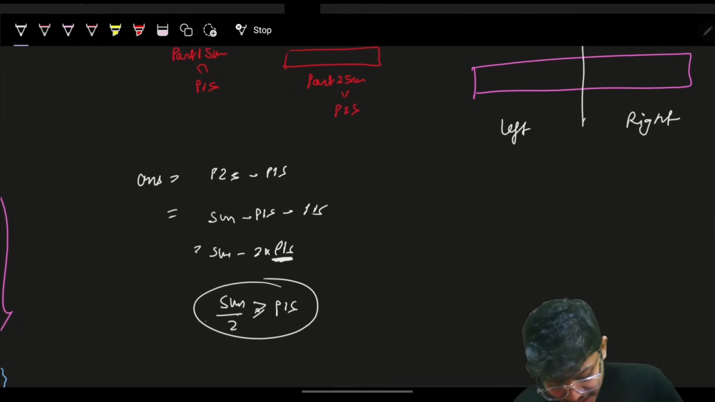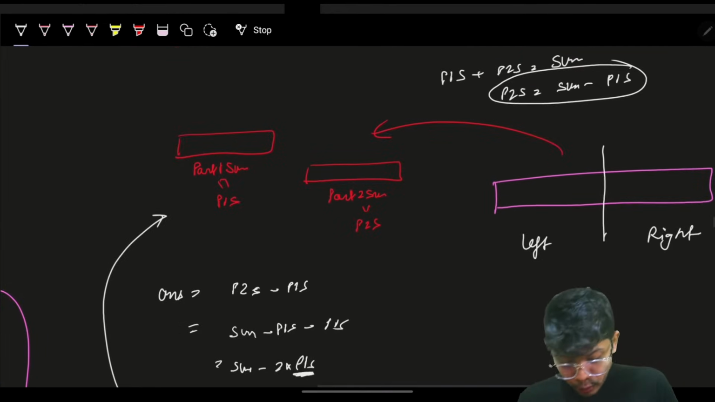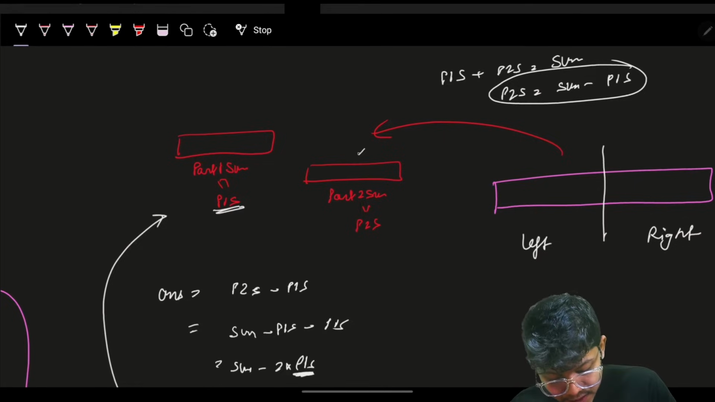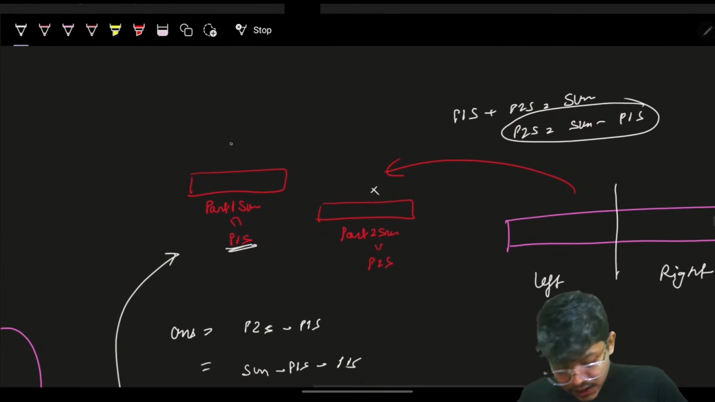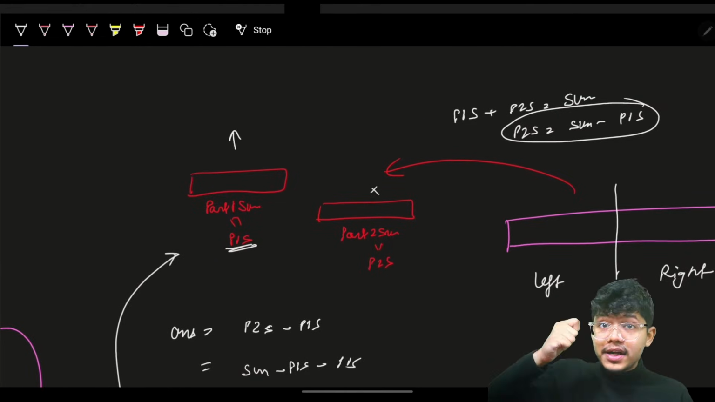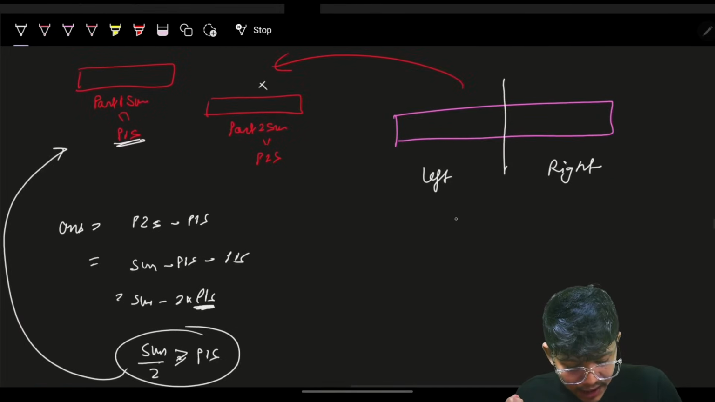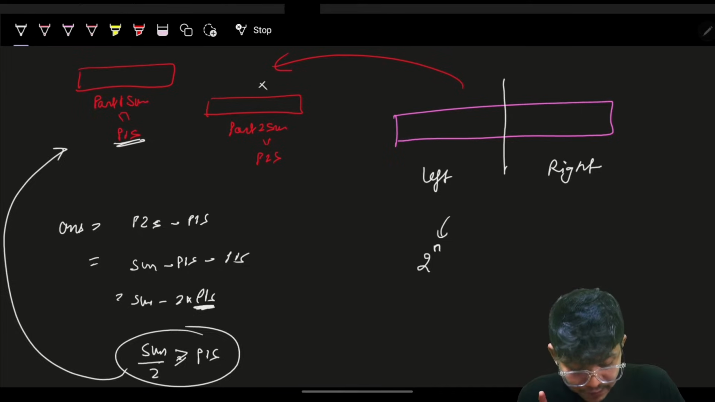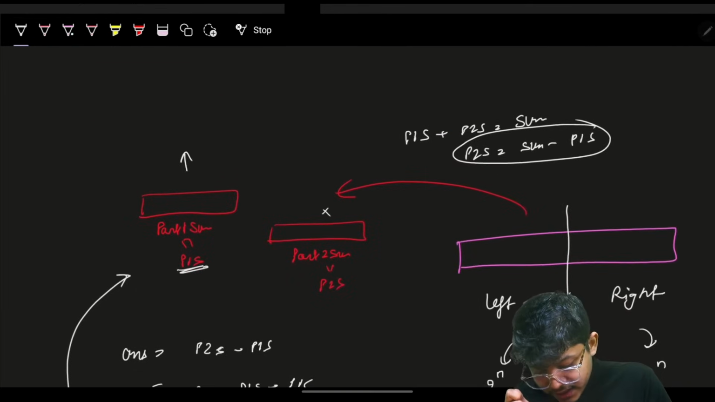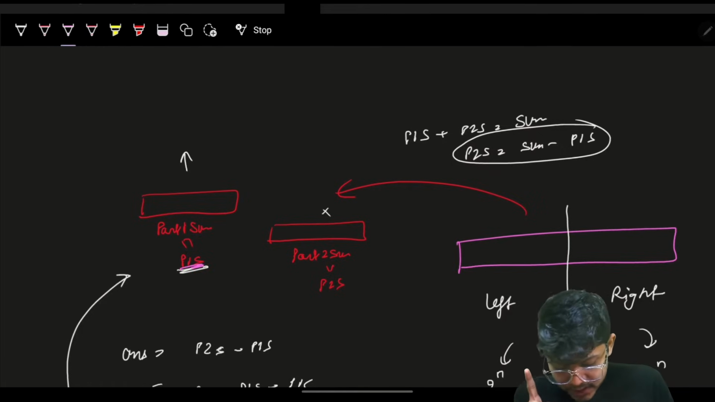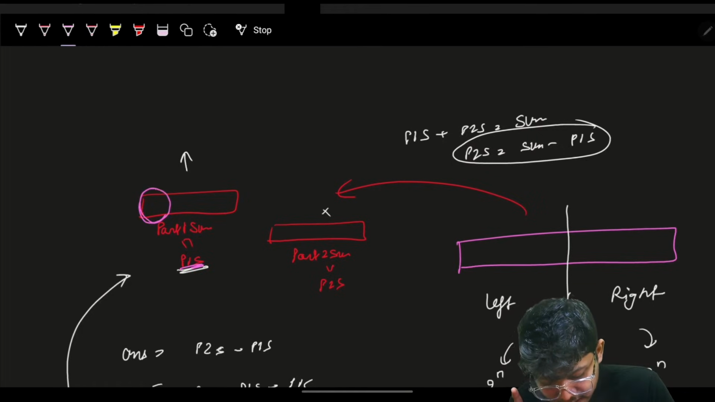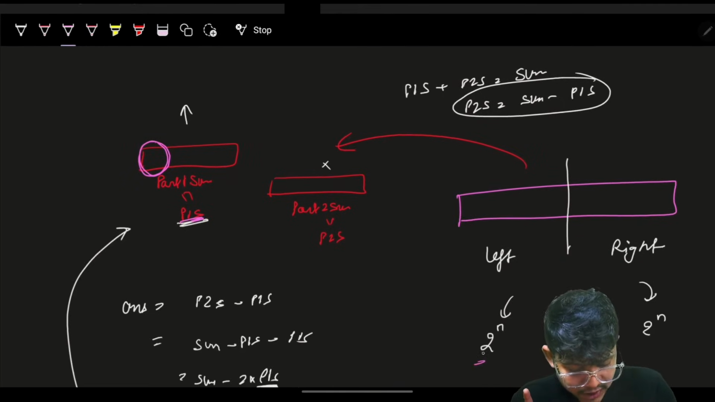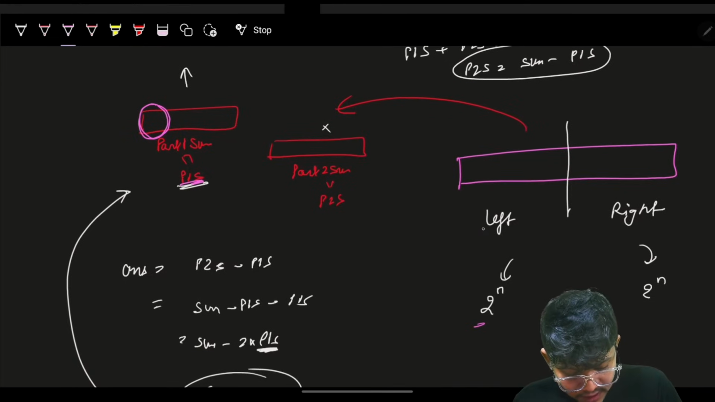Now, which means I will have to try for all the possibilities for my part 1 sum. Now forget this part 2 sum for now. To generate all the possibilities of part 1 sum, as you remember, I have generated all these subsets from the left and right. I know 2 to the power n will be from here, 2 to the power n will be from here, all the subsets. I will say that to make this part 1 sum, some elements I will take from the left subset, which means let's say left is of size n. This right is of size n.